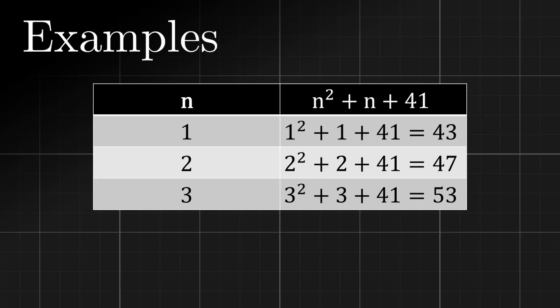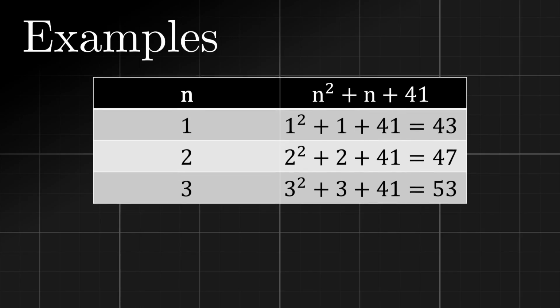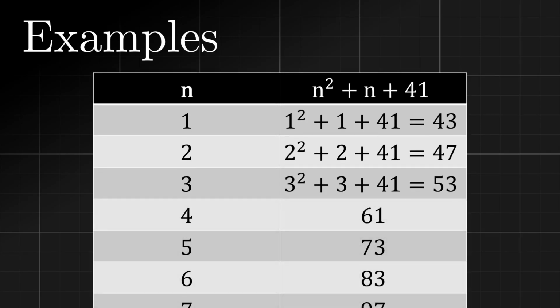integer n. You could try n is equal to 1, which gives you 1 plus 1 plus 41, which is 43, and that is prime. Then n is equal to 2, giving us 4 plus 2 plus 41 is equal to 47, also prime. N is equal to 3, yielding 9 plus 3 plus 41 is equal to 53, prime again. You could try this for many values: n is equal to 10, n is equal to 20, even n is equal to 30, and you'd keep getting primes.